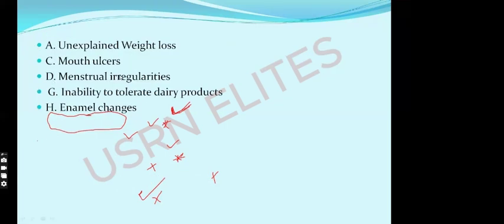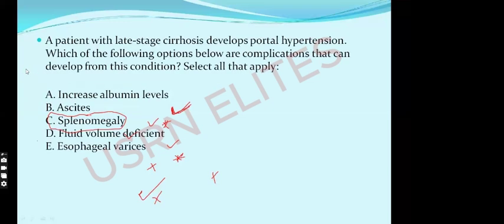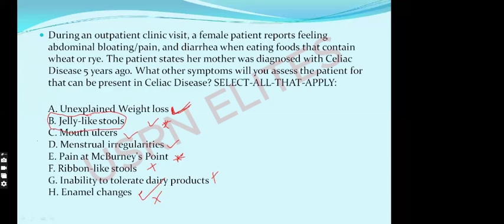So you see our answers. Unexplained weight loss. We have mouth ulcers, menstrual irregularities, inability to tolerate dairy products, and enamel changes. Remember, questions like this on the NCLEX, it's going to be +1 -1 for you. All right.